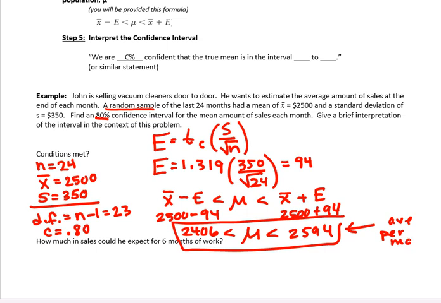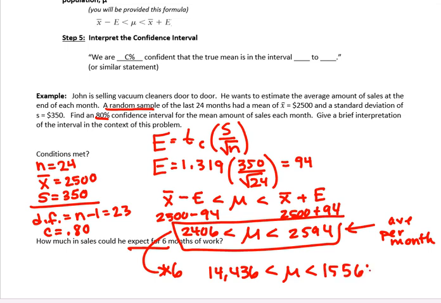Basically what we're saying here is that I'm 80% confident that the average per month that he makes is somewhere in between $2,406 and $2,594. So for 6 months, if you took this answer and multiplied it by 6, you could represent 6 months here. That would be 14,436 and 15,564. Okay.